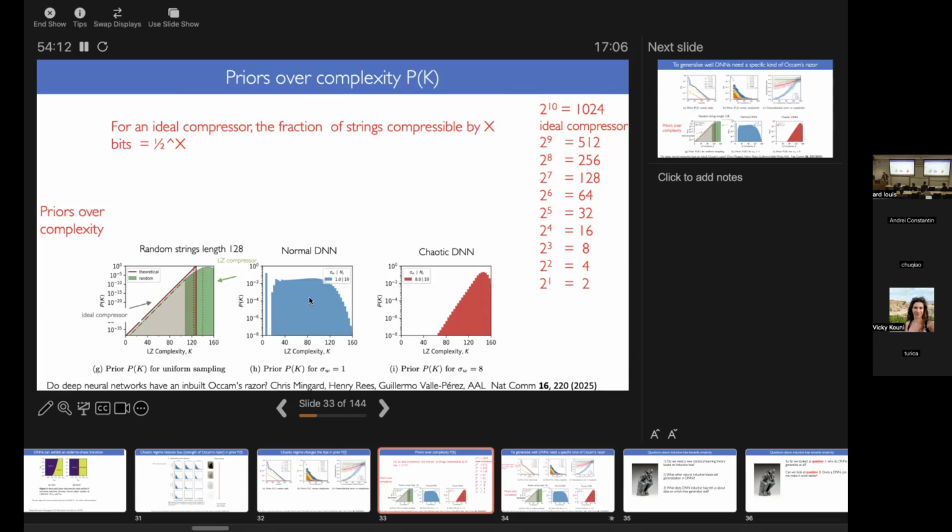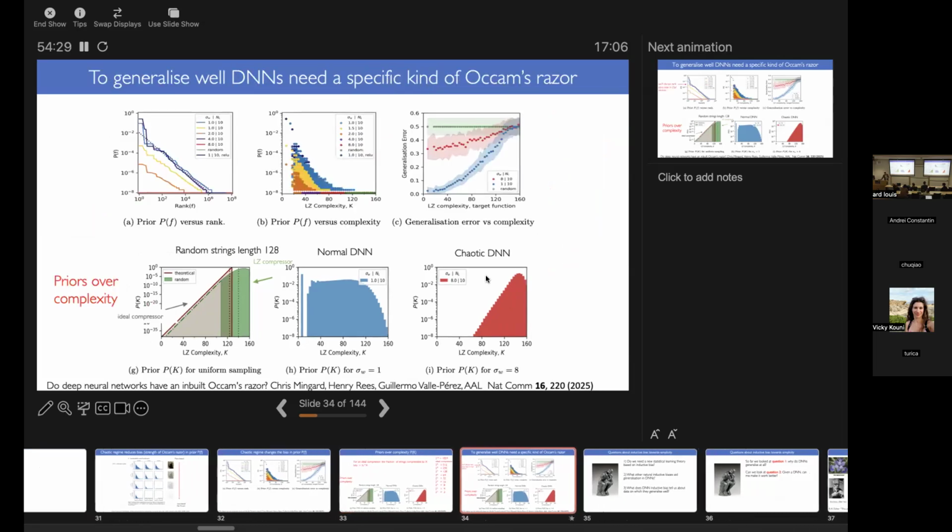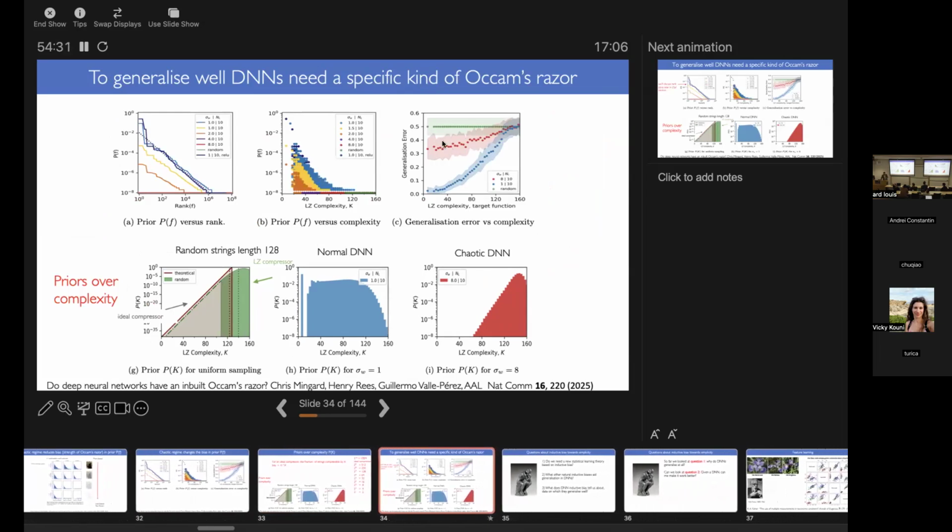But if my neural network is slightly less biased than 2 to the minus k, like 2 to the minus 0.9k, then I get overwhelmed by this growth of complex functions. That's what you see in this one. Actually, that chaotic one goes way up, so it's basically finding all these complex functions. So why is this neural network, this red one here, generalizing badly? It's a classic variance problem.